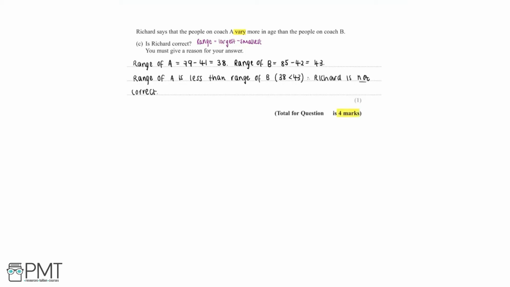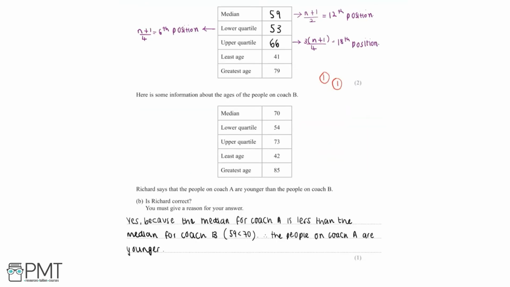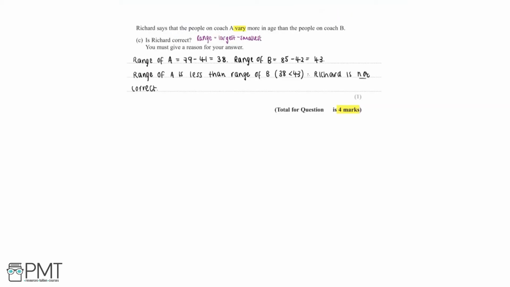Now this question is worth 4 marks. We get the 2 marks in part A for getting the correct values for the median, lower quartile, and upper quartile. In part B, we get the 1 mark for stating that Richard is correct and for giving a valid reason, and our reason was that the median for coach A is less than the median for coach B. And in part C, we get the 1 mark for saying that Richard is not correct and for giving a valid reason, and this is because the range of A is less than the range of B. And so we've now achieved the full 4 marks needed in this question.